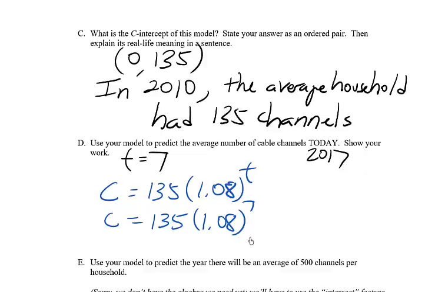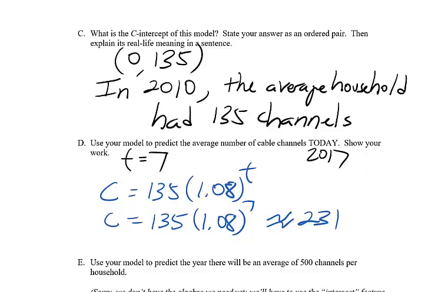I don't have any rounding instructions here. Since C stands for number of channels, it probably makes sense just to round it off to the nearest whole number. So let's reach for the calculator, and it looks like we get about 231 channels. That's our prediction for the average number of cable channels today.